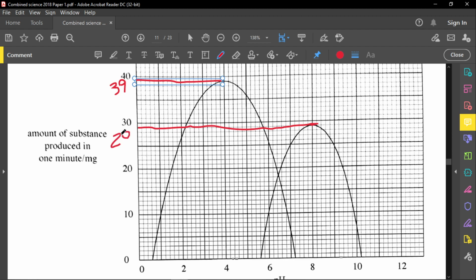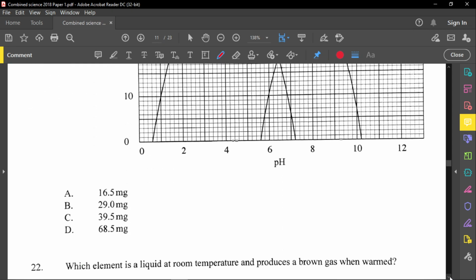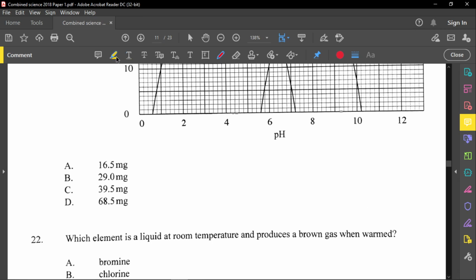And so if you add both 39 and 29, you'll get 68, okay? Both of them give you 68. So the total there should be 68. So let's go to our answer right there. And 68.5 will be the closest to 68. So yes, that will be it. All right. So that will be your answer right there.